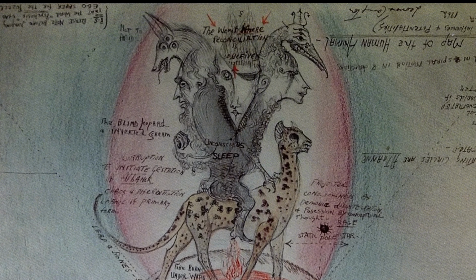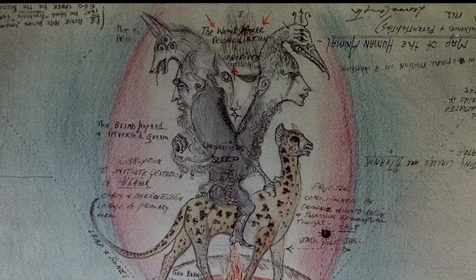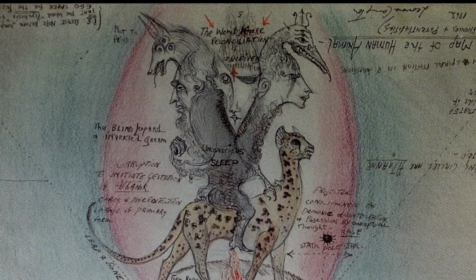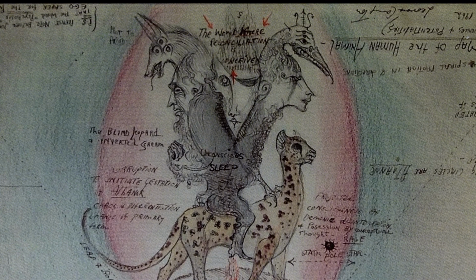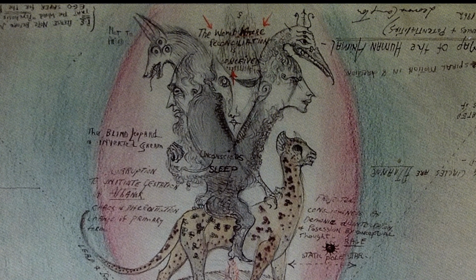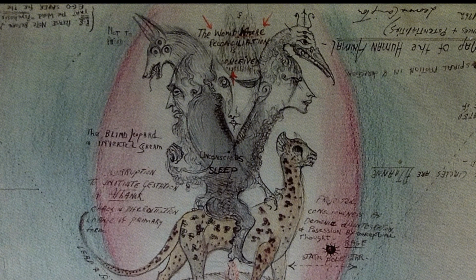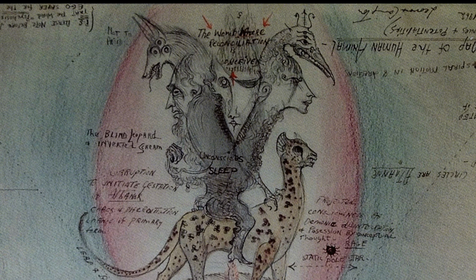On the left is a male-headed lion with a 3-eyed dog growing from its head. Between them a face emerges. Above this is written, "The womb where reconciliation is conceived." On the male side of the complex form is written, corruption, to initiate gestation in Athanor, chaos and differentiation, change of primary form.